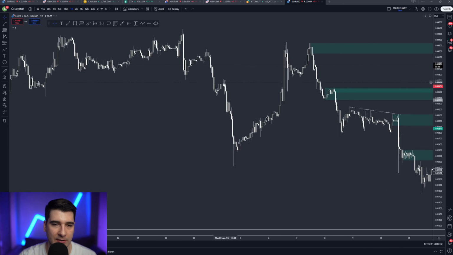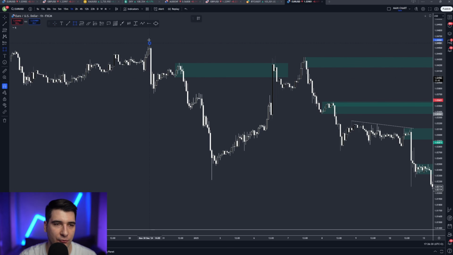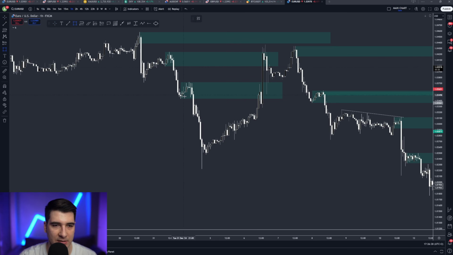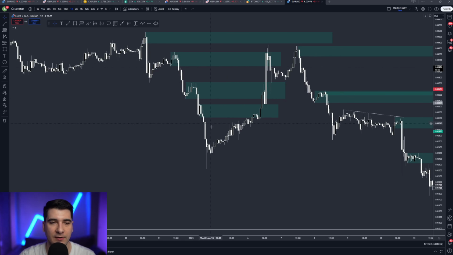It's pretty easy, right? We have another example here. We have multiple supply areas. I guess by now you understand how to mark them. So we have multiple supply areas right here. Mark this one as well, a little bit of range. We had another one right here, and that's basically it, right? Every supply area that formed because we had an aggressive move to the upside.